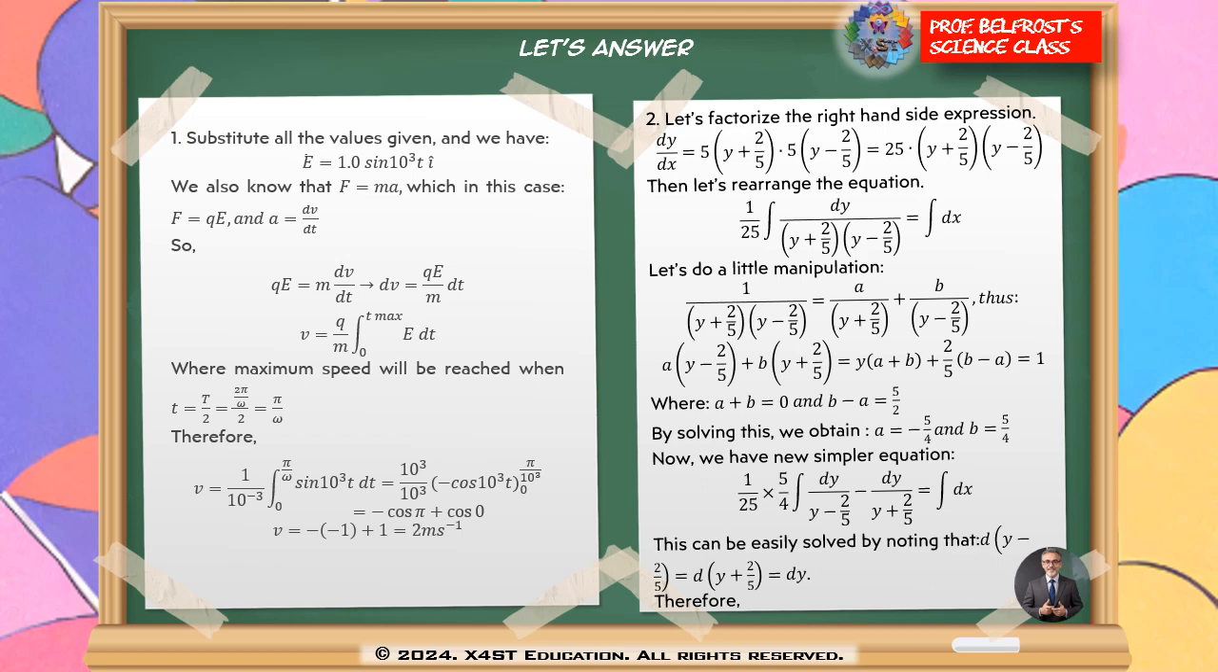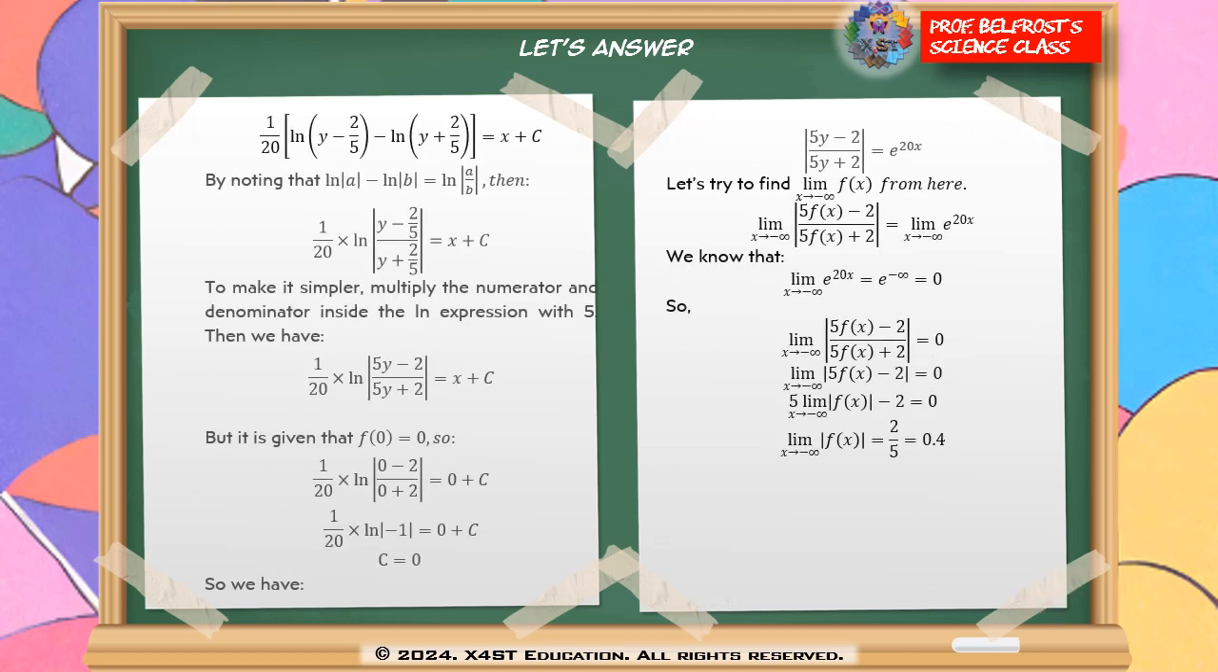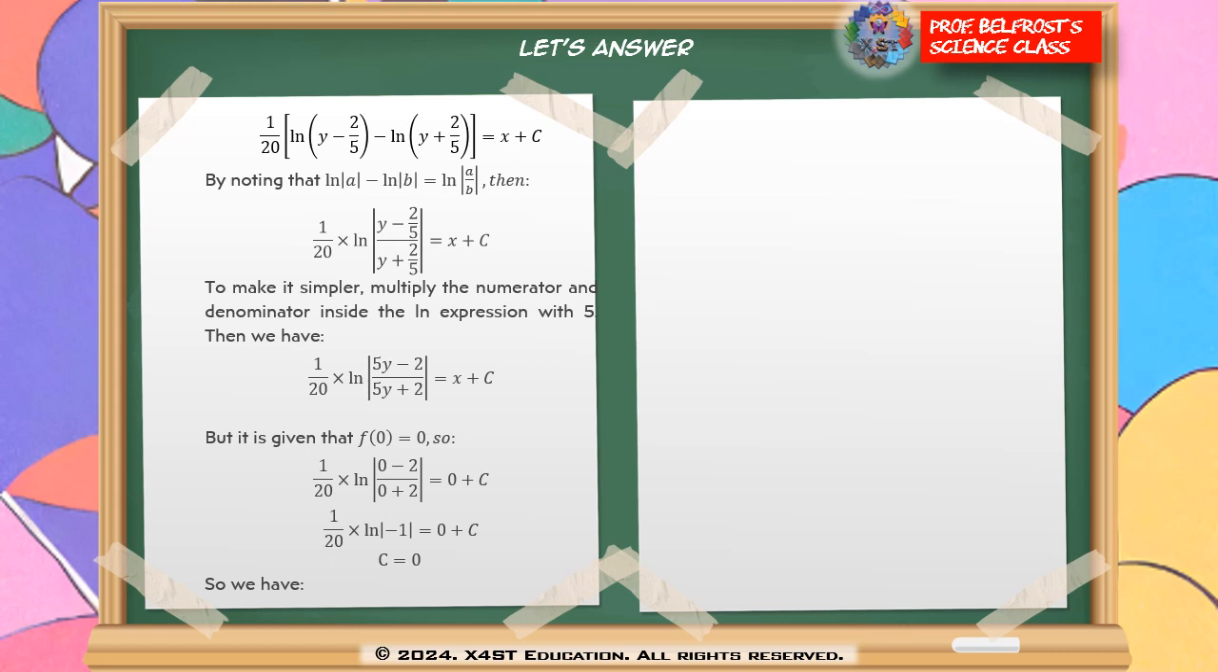Okay, so therefore we can write the previous term as shown below, which is in ln form. So 1/20 times ln of y minus 2 fifth minus ln of y plus 2 fifth equals x plus c. You need to add the c here because this is an indefinite integral. By noting the property that ln a minus ln b equals ln of a over b, we can rearrange and rewrite the expression as shown in the slide.